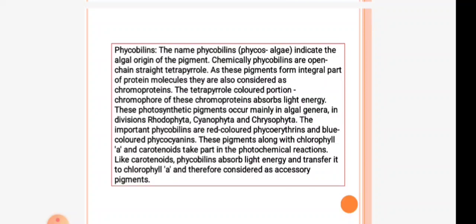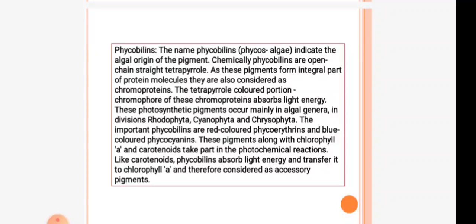Here we will study about phycobilins. The name phycobilins consists of the word phykos, which means algae. So the name phycobilins indicates the algal origin of the pigment. Chemically, these are open chain straight tetrapyrroles. As these pigments form an integral part of protein molecules, they are also considered chromoproteins.